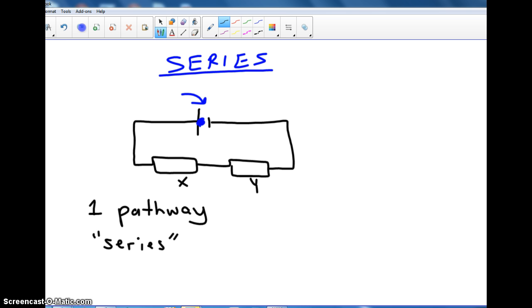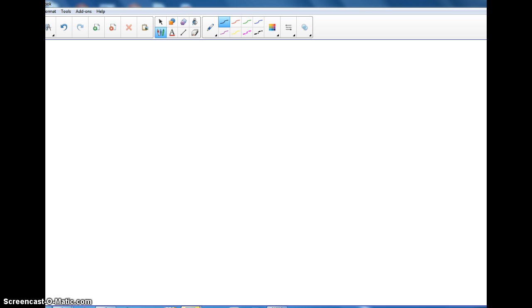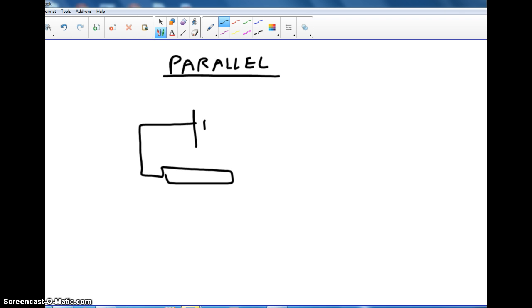The other way it can look is like this. It can be a parallel arrangement. So we have a battery, and we have one complete pathway through that resistor, but then we have a second complete pathway through another resistor. So for example, let's call these resistor X and Y.